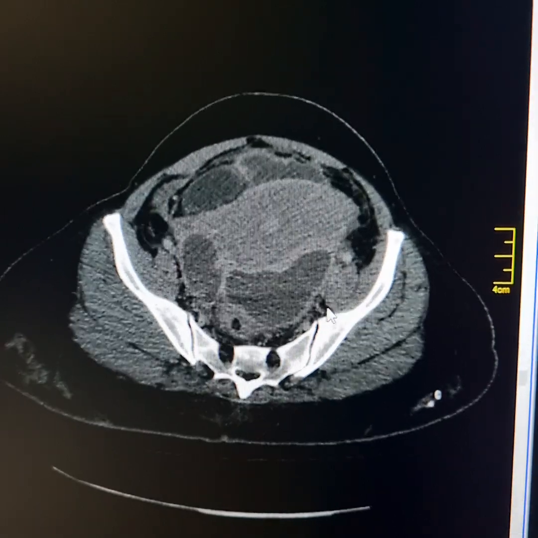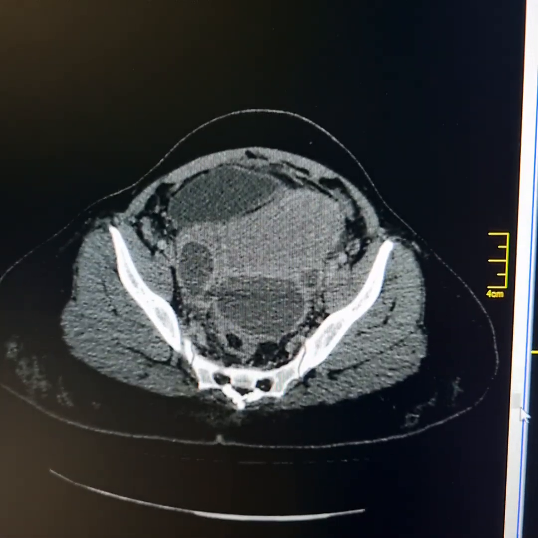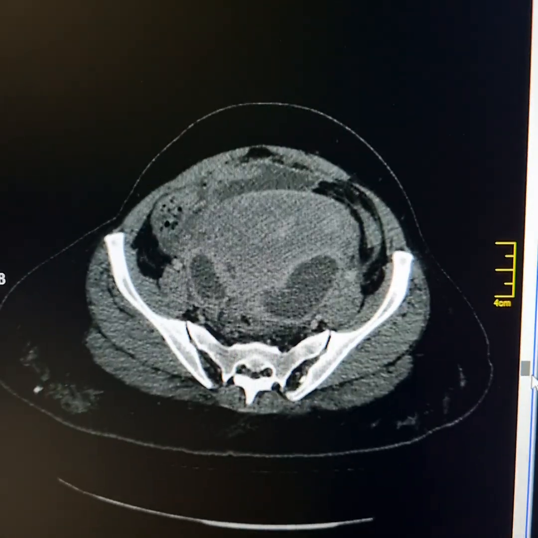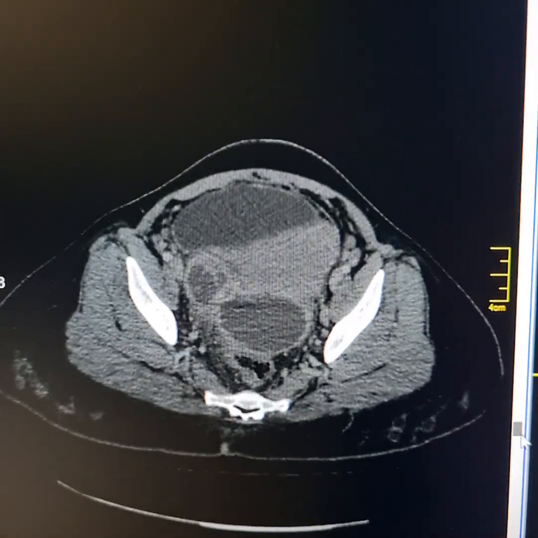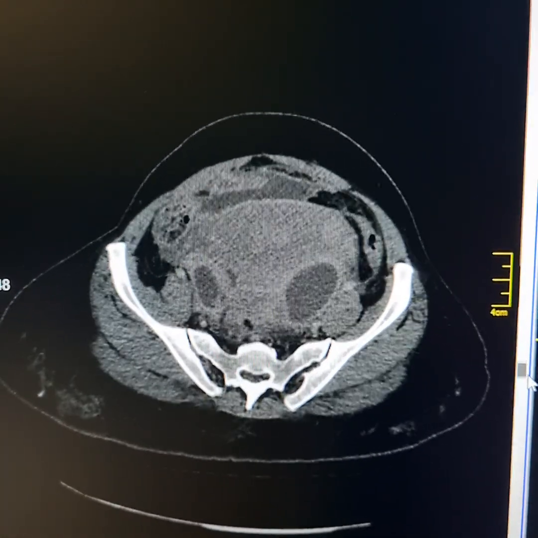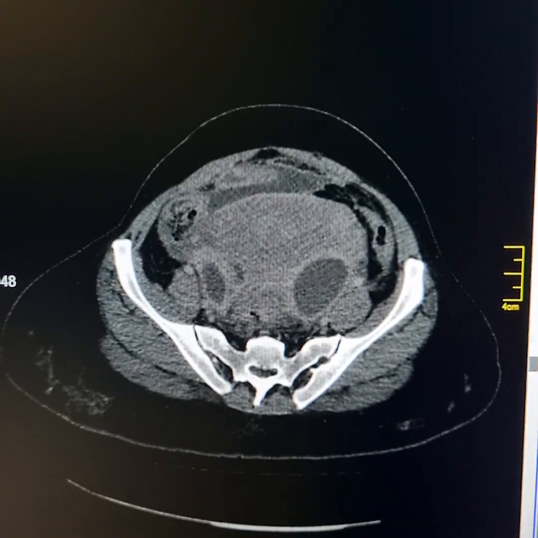Now these are thin-walled cystic lesions in the pelvis. These lie in the pouch of Douglas and extend upwards along both the posterolateral sides of uterus. These are interconnected. These represent abscesses.